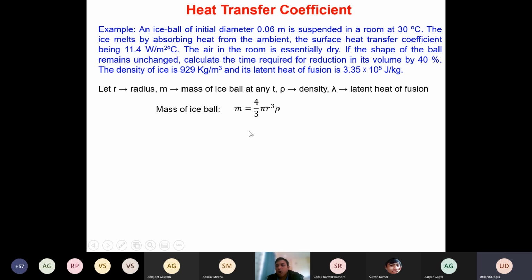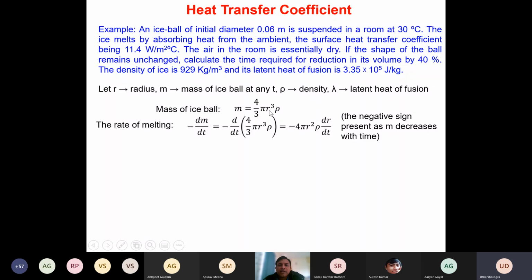Correct. And what is happening here is that this ice ball is changing, so dm by dt is what we are interested in, isn't it? dm by dt is what we are going to calculate, because how much the mass of this ice ball is changing with respect to time, we can directly get by differentiating this equation with respect to t. Okay, so minus d by dt of 4/3 pi r cube rho will be the rate of melting, isn't it?